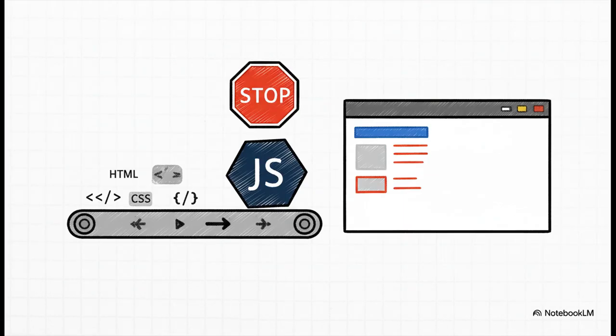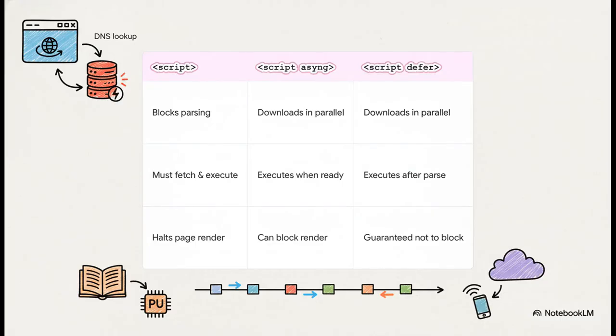But there's one more piece to this puzzle: JavaScript. And this is a huge checkpoint for performance. By default, when the browser is building the page and it comes across a standard JavaScript file, it slams on the brakes. The entire rendering process just stops dead in its tracks. It has to download and execute that script before it can do anything else, often leaving your user just staring at a blank white page. This is exactly why understanding how to load your scripts is such a critical skill on your developer journey.